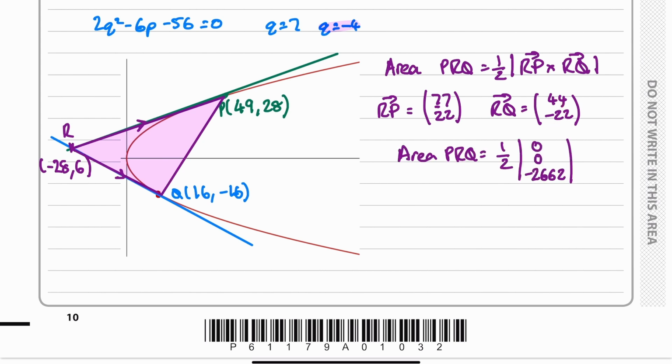So when you cross these together, we get 0 for the i, 0 for the j, and negative 2662 for the k. But when we take the magnitude of this, it becomes positive, then we'll multiply it by 1/2, and we'll get the area of 1331, as we expected.